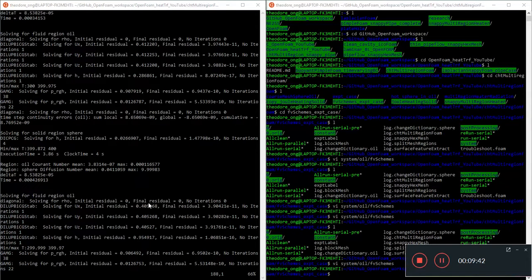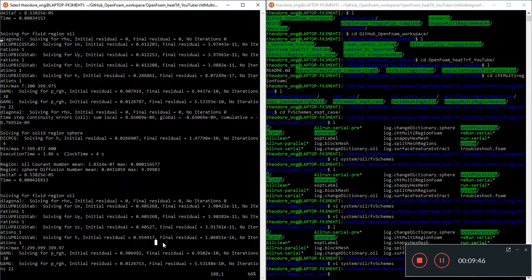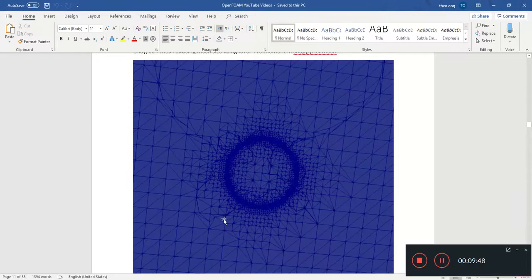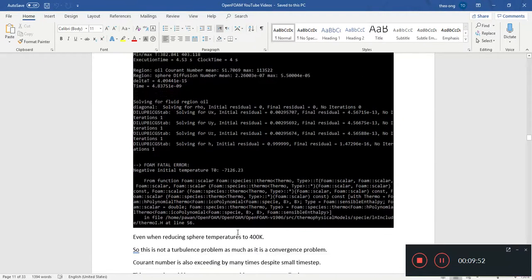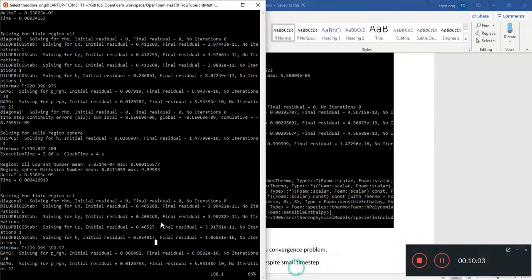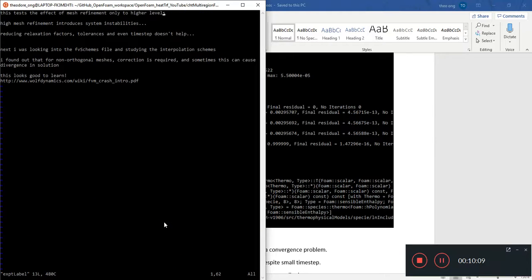So the first thing I was thinking was, was it because of a convergence problem? Meaning, was it such that the relaxation factors were an issue? That means the FV solution in the oil, was it an issue? Okay, these were my notes.